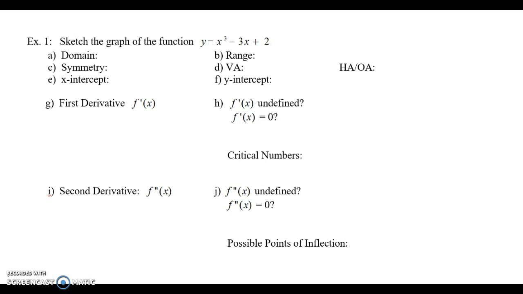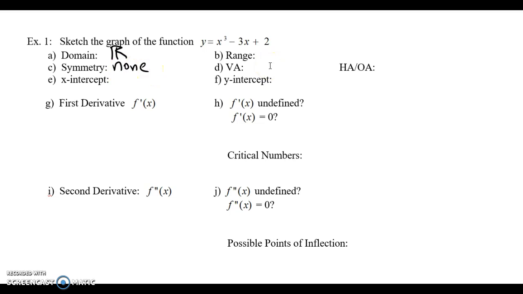Let's start off with the domain. Since it's a polynomial, the domain is just going to be all real numbers. The range will be easier after you graph it, so we can fill that in later. Symmetry. One shortcut for symmetry is to look at the powers. I have a power of 3, which is odd, a power of 1, which is odd, and then 0. So it's kind of mixed, even and odd, so there will be no symmetry.